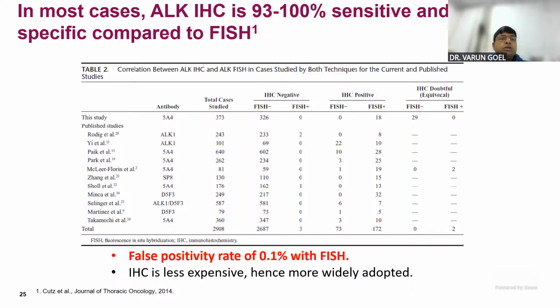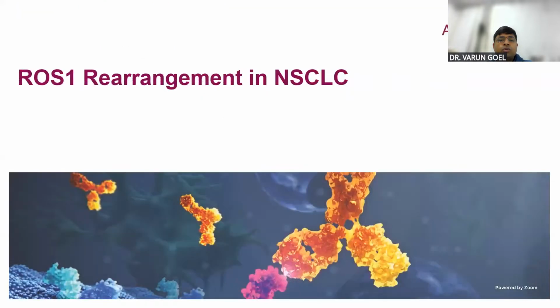Regarding ALK rearrangement, in most cases ALK is done by IHC because it is a very high turnover test. Maybe the next day we can be informed whether ALK rearrangement is there or not. On the other hand, the false positive rate is only 0.1% with FISH, but IHC is less expensive, hence more widely adopted.